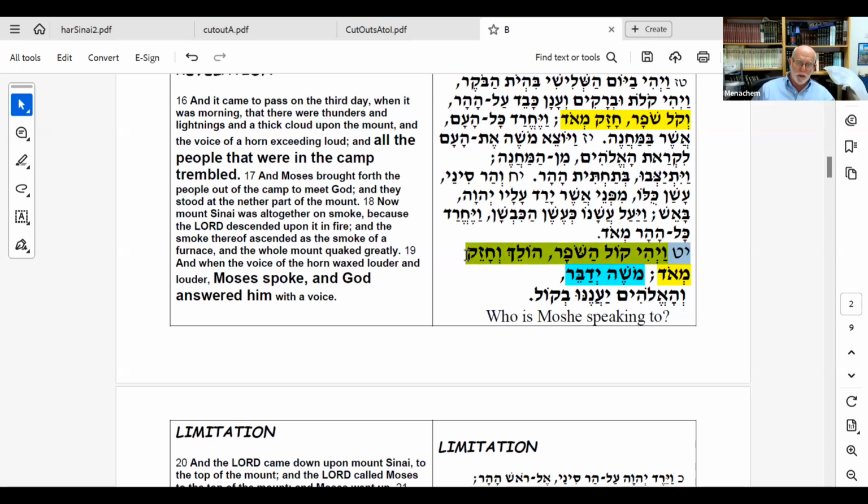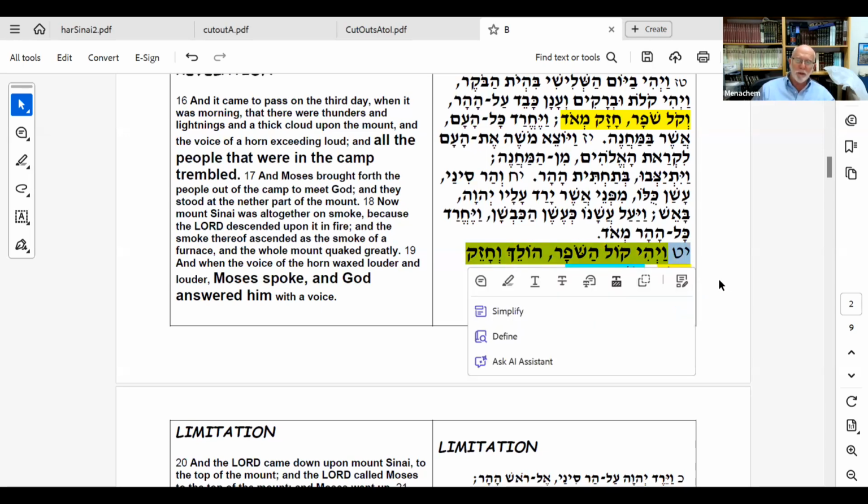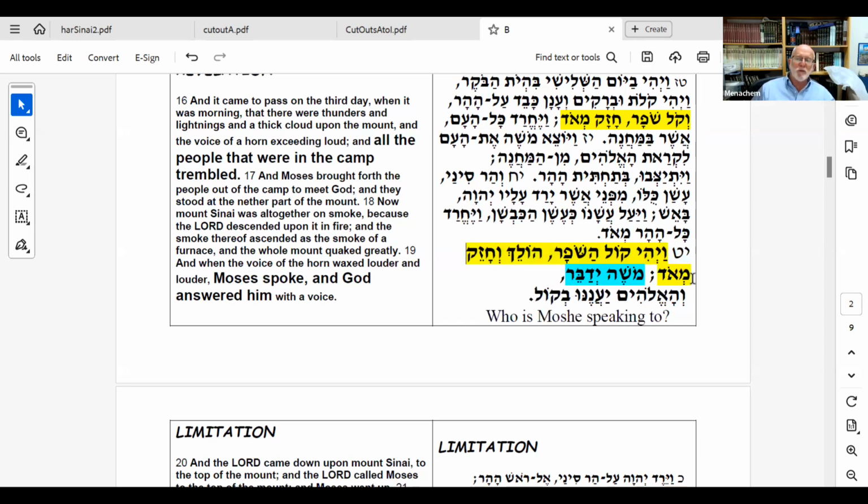There's a loud shofar blowing, and right here, what happened? Right, they heard the first 2 directly from God, okay? And the last 8 from Moshe. And what's missing right here, right after the kol shofar comes out, is the story of hearing the first 2 from God, and then hearing the last 8 from Moshe. Moshe Yidaber is referring to the last 8.